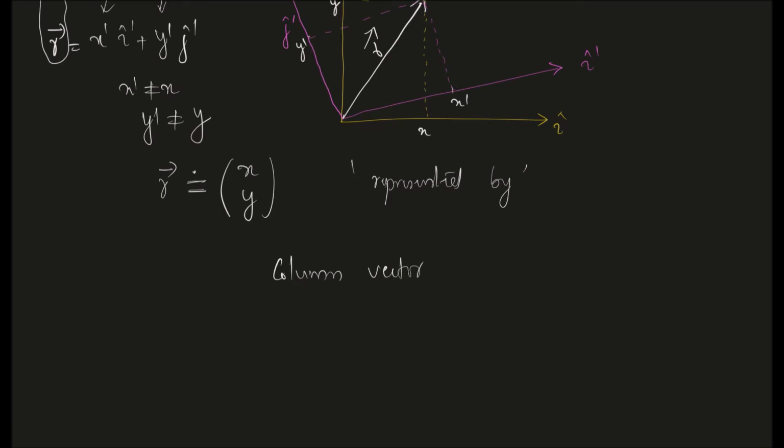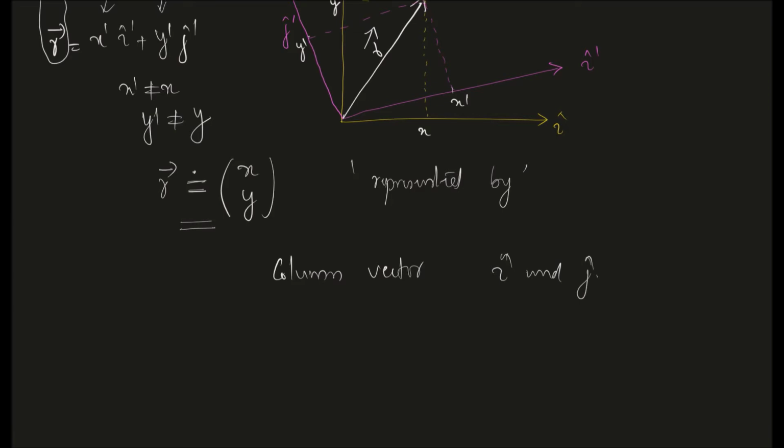It's a column vector, and this column vector is a representation of the vector r with respect to the basis vectors i and j, right? Now we use this symbol, represented by, to emphasize the fact that while the vector r is a unique geometrical object, its components are not. So they depend on the choice of the basis vectors.